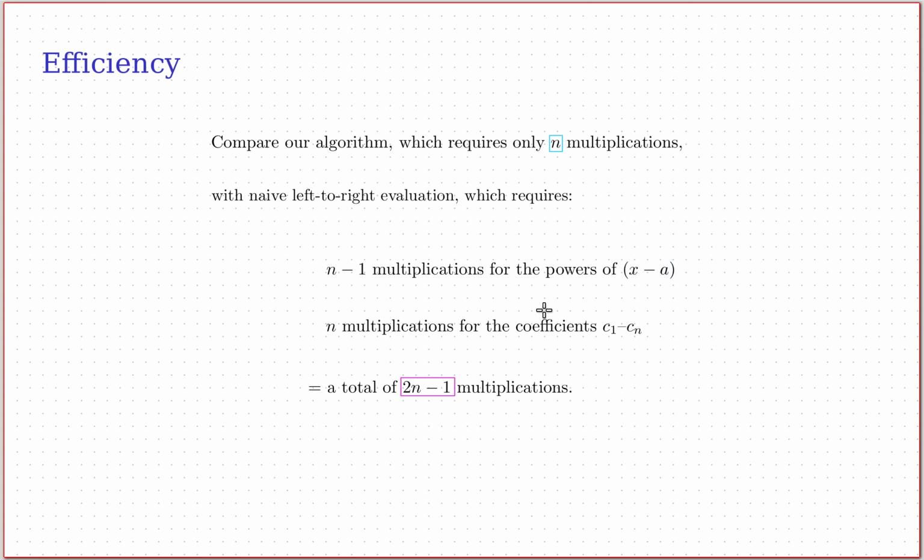In addition, though, each of the terms with powers 1 and higher, so with power 1 through power n, have to be multiplied in addition by their coefficients, c1 through cn. So that's another multiplication for each of those terms. So we've got n multiplications for the coefficients, and we have n minus 1 multiplications for the powers of x minus a. So that's a total of 2n minus 1 multiplications in evaluating it the naive way, right? So that's almost twice as many multiplications required. So this is a significant speed up if we can cut the number of multiplications almost in half.